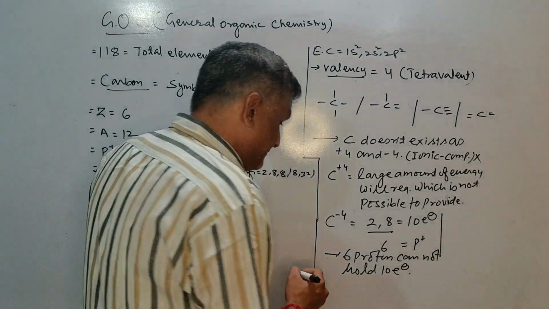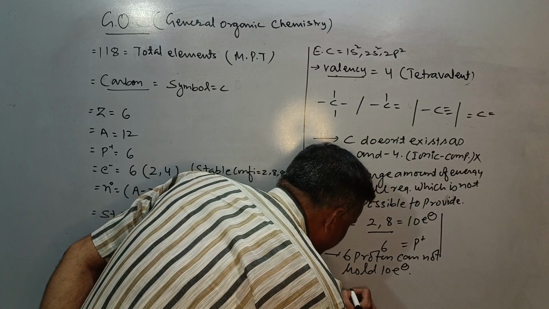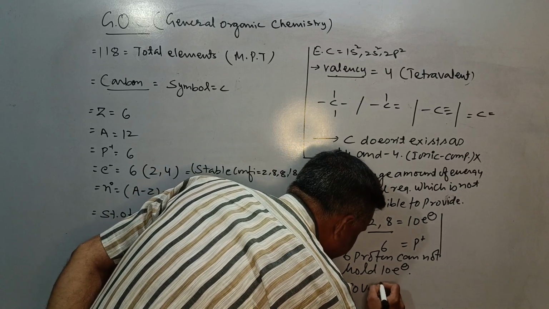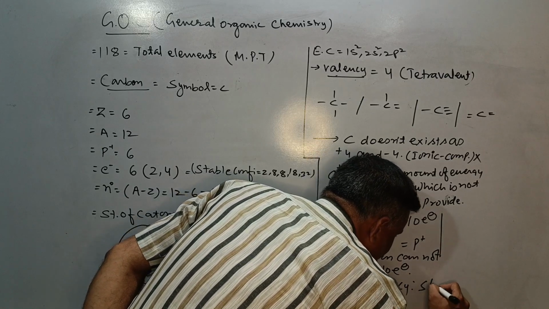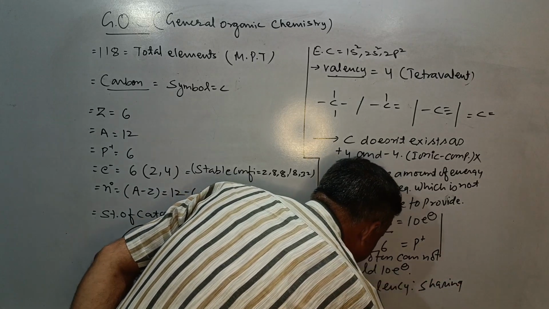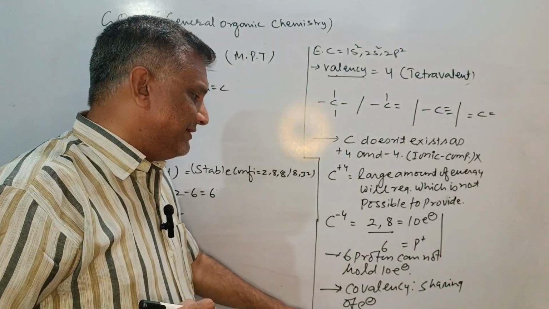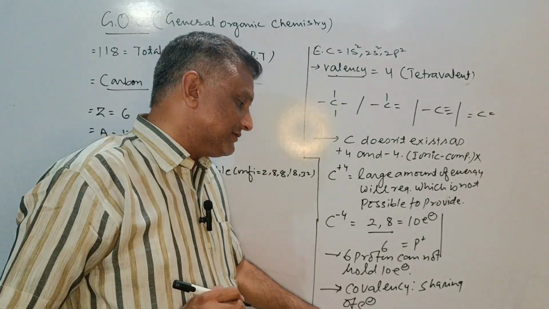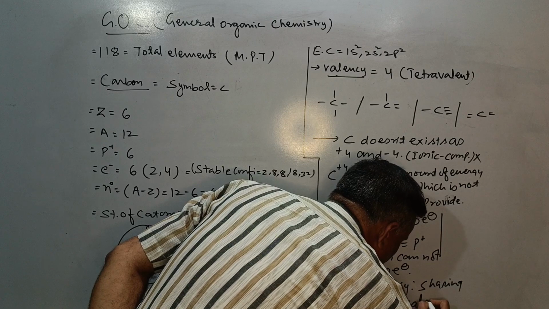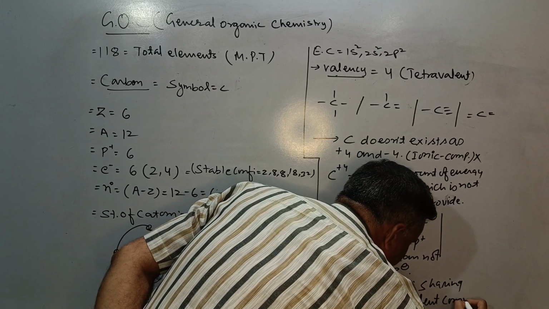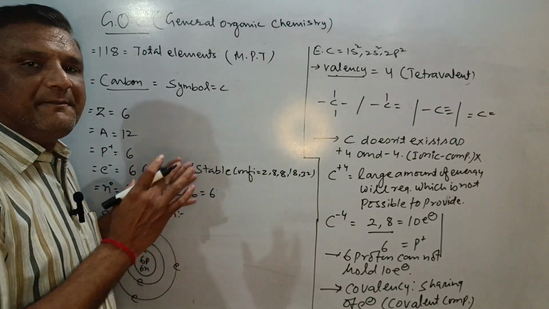So what it may exist, and it exists basically, is the property of covalency. Covalency means sharing of electrons, and due to having the tendency of covalency, meaning sharing of electrons, it always forms covalent compounds. This was regarding just the initial part, as an important part.